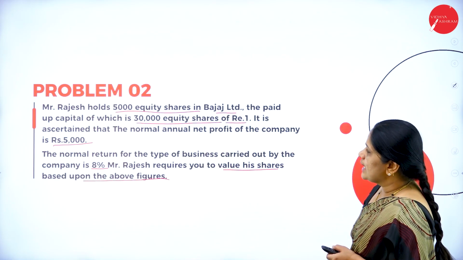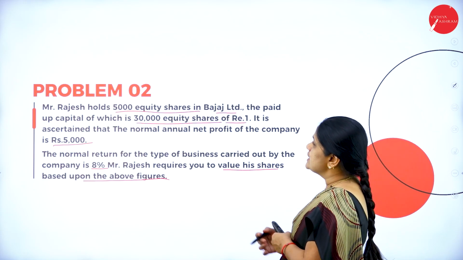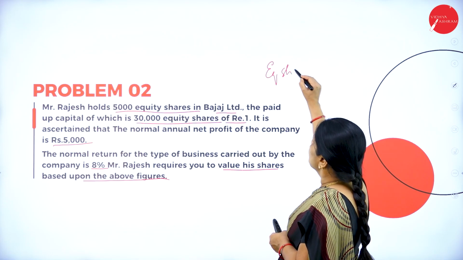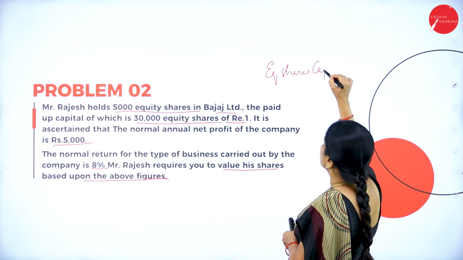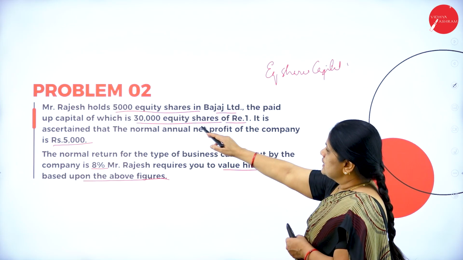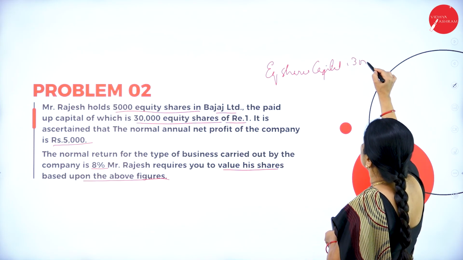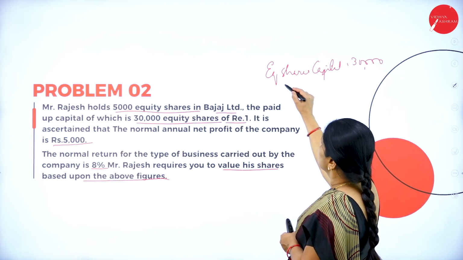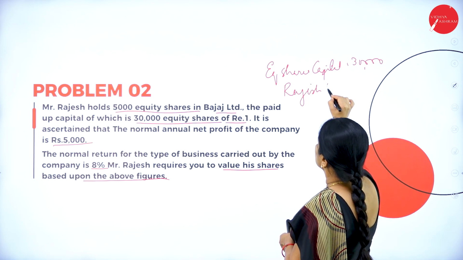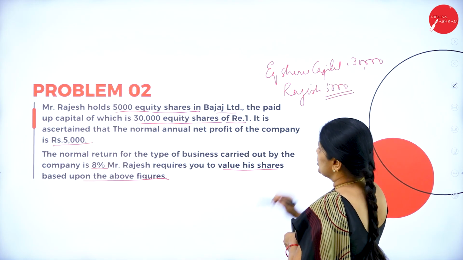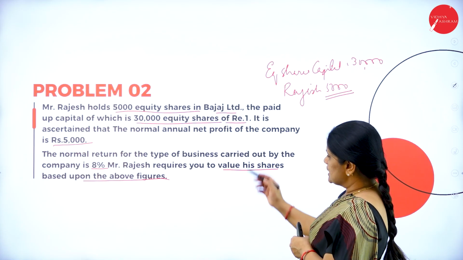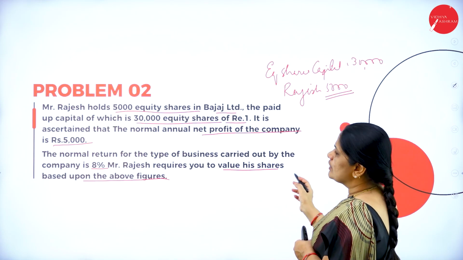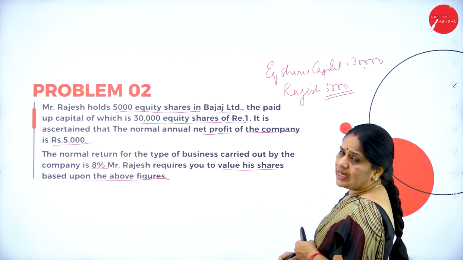So, here Mr. Rajesh has 5,000 equity shares in Bajaj Limited. What is the value of the equity share capital here? In this company, 30,000 into 1, so 30,000. So this is the equity share capital. Now, out of this, Mr. Rajesh holds 5,000 worth of shares, 1 rupee share, 5,000. So, it is ascertained that the annual net profit of the company is 5,000 and the normal rate of return is 8%. So, you have to value the share.